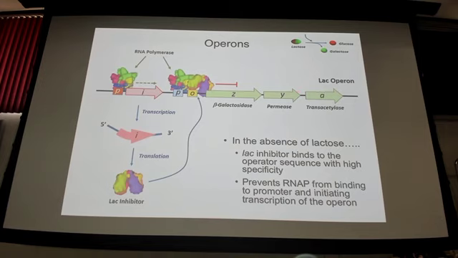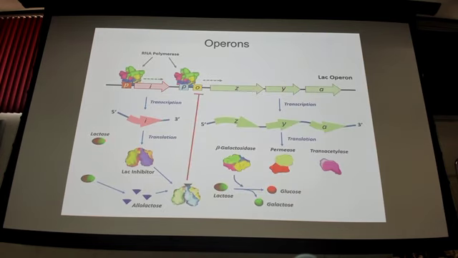Okay. In order to get it to actually transcribe those genes, you would have to induce it, and you would have to induce it by the presence of lactose. So when there's lactose present in the system, that lactose will convert into this form called allolactose, which will then bind to that repressor protein. When it binds to the repressor protein, that repressor can no longer go do its job. It can't sit on the operator anymore, which means the RNA polymerase is then free to transcribe that operon.